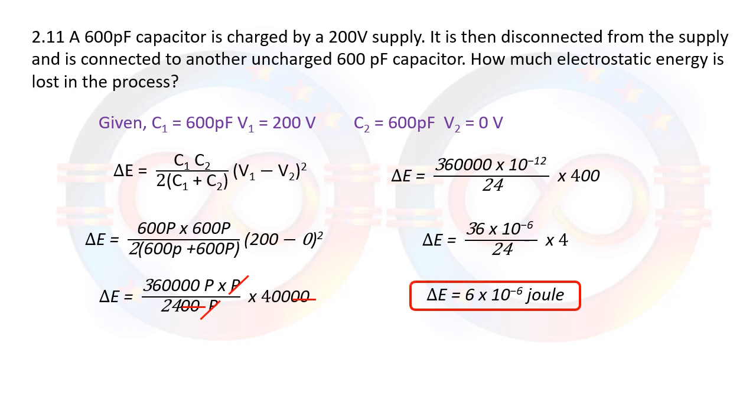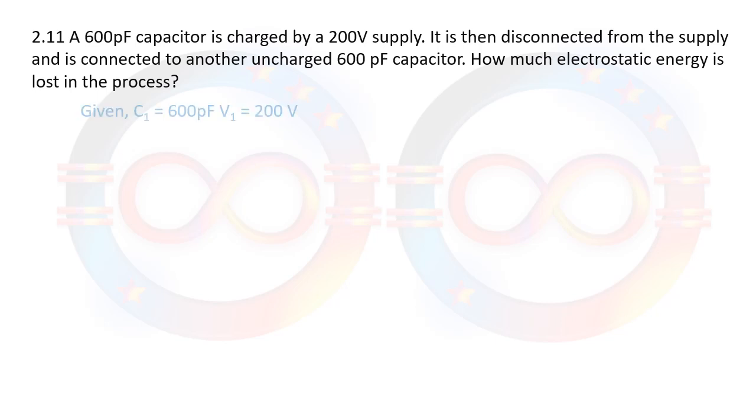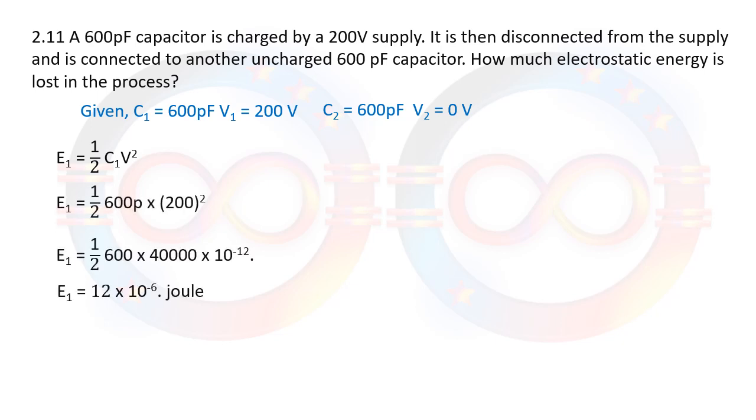Now you must be thinking, is this the only process to solve the question? Can we apply some other process? Obviously we can. That is the simple method where you can take C1 as this, C2 as this, and before the connection you find for the first capacitor the total energy, E1 is equal to half C1 V square, and it would be coming as 12 into 10 raised to minus 6 joule. And then next, because you are going to connect them in series, 1 by C dash is equal to 1 by C plus 1 by C. So after combination the equivalent capacitor will be 300 picofarad, and then voltage remains the same.